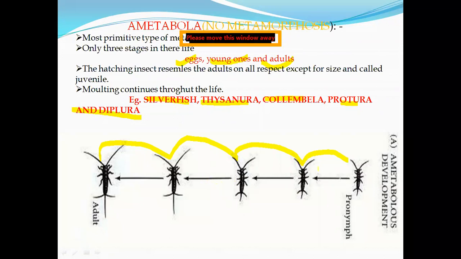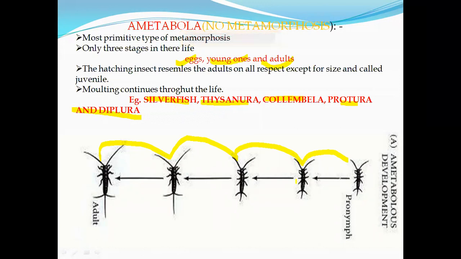Only the size changes slightly, which is called a little external change. And this young one, during growth till adult, looks the same. There is no different character. All the similarity is there. And during the whole life, continuous molting occurs.